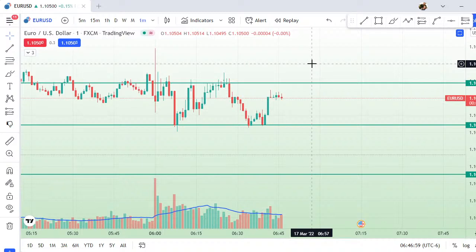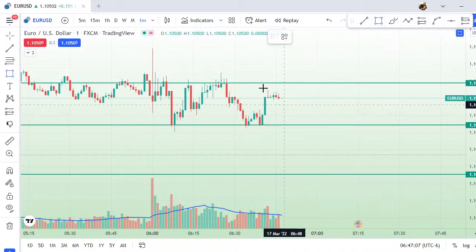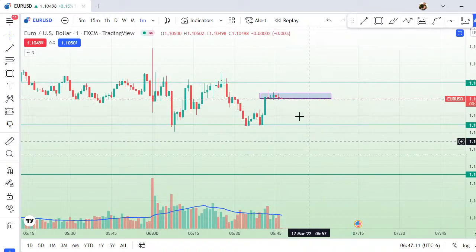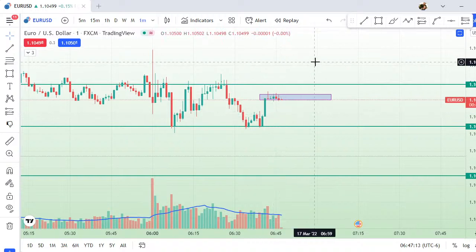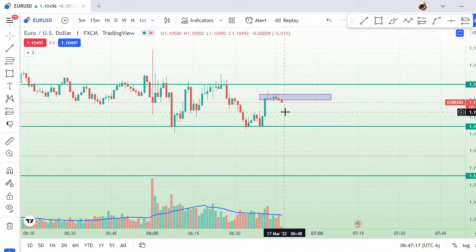Now it's making a range again. I'll go long or short based on the direction it moves. Now it has made a range here after a big move, right? Range. I may think of going short now.